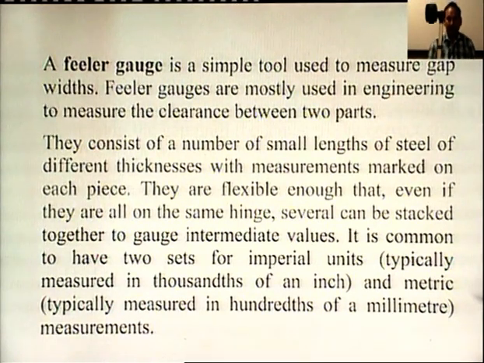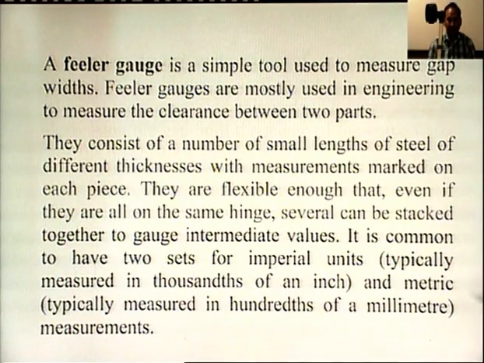So, feeler gauge is a simple tool used to measure gap width. Feeler gauges are mostly used in engineering to measure the clearance between two parts. They consist of a number of small lengths of steel of different thickness with measurement marked on each piece.